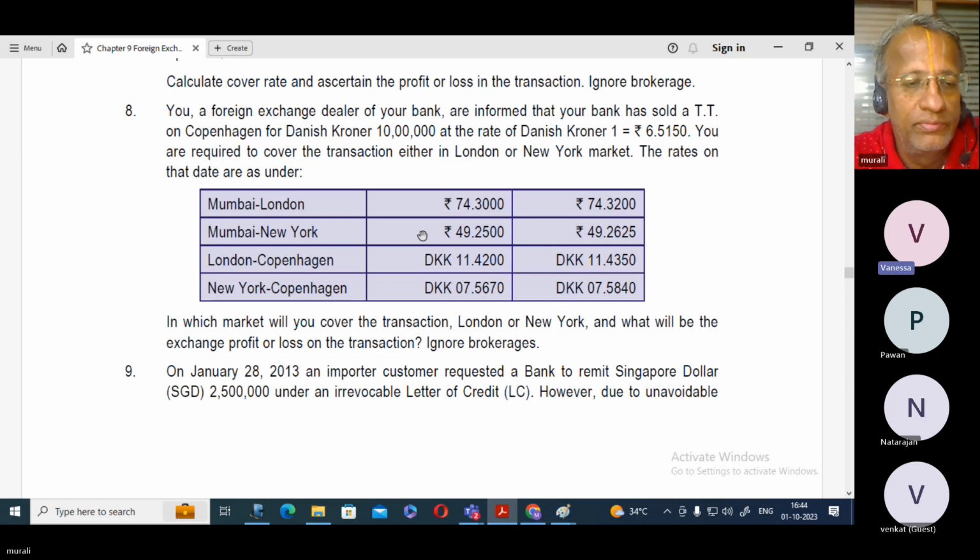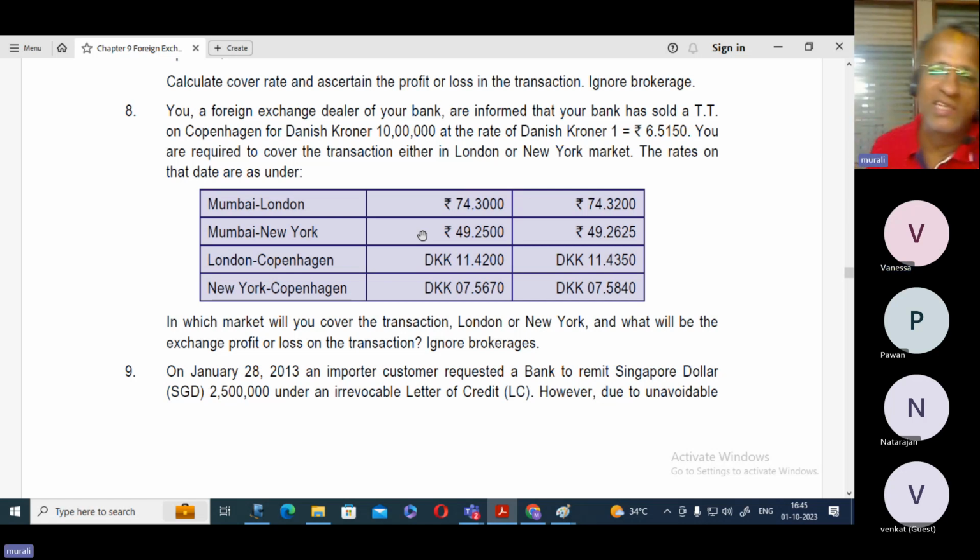You, a foreign exchange dealer of your bank, are informed that your bank has sold a TT on Copenhagen for Danish kroner 10 lakhs at the rate of Danish kroner 1 equals rupees 6.5150. You are required to cover the transaction either in London or New York market. The rates on the date are as under: Mumbai, London, Mumbai, New York, London, Copenhagen, New York, Copenhagen. In which market will you cover the transaction, London or New York? And what will be the exchange profit or loss in the transaction? Ignore brokerages.